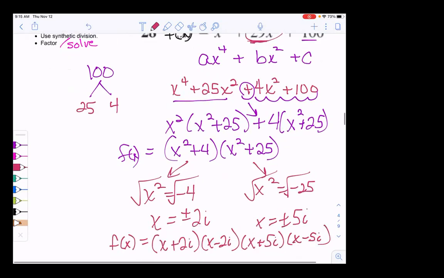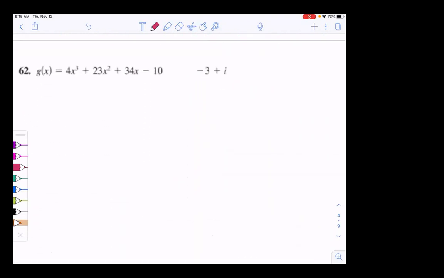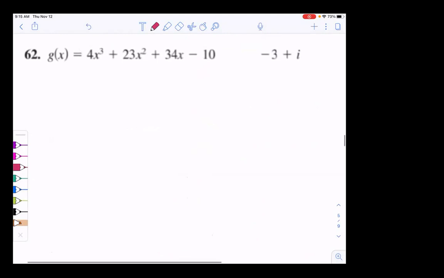All right, so we're going to go then to 62. The directions for 62 wanted you to find the real zero or the remaining zeros given one of the zeros, one of the x-intercepts. And the one they gave us was -3 plus i. So our goal is to find the other ones.